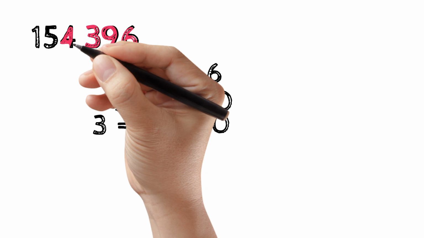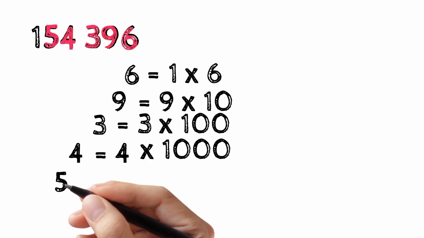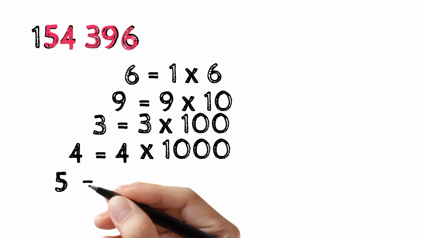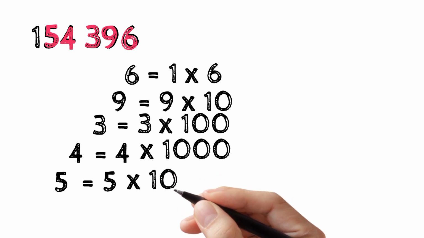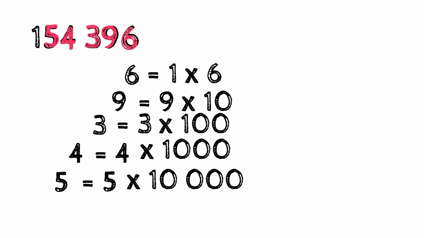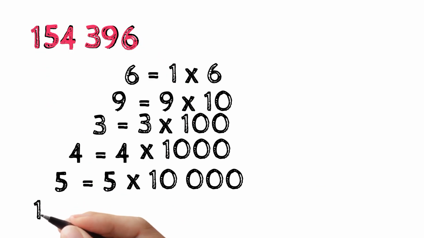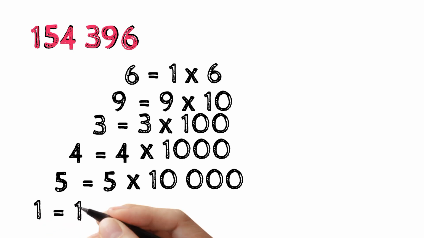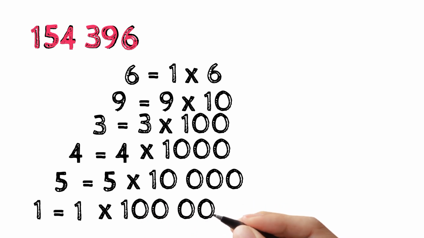So 4 is equal to 4 times 1,000. Here 5, the total value of 5 is equal to 5 times 10,000, because the 5 is in ten thousands. And the 1 here is in hundred thousands. So the total value of 1 is equal to 1 times 100,000.